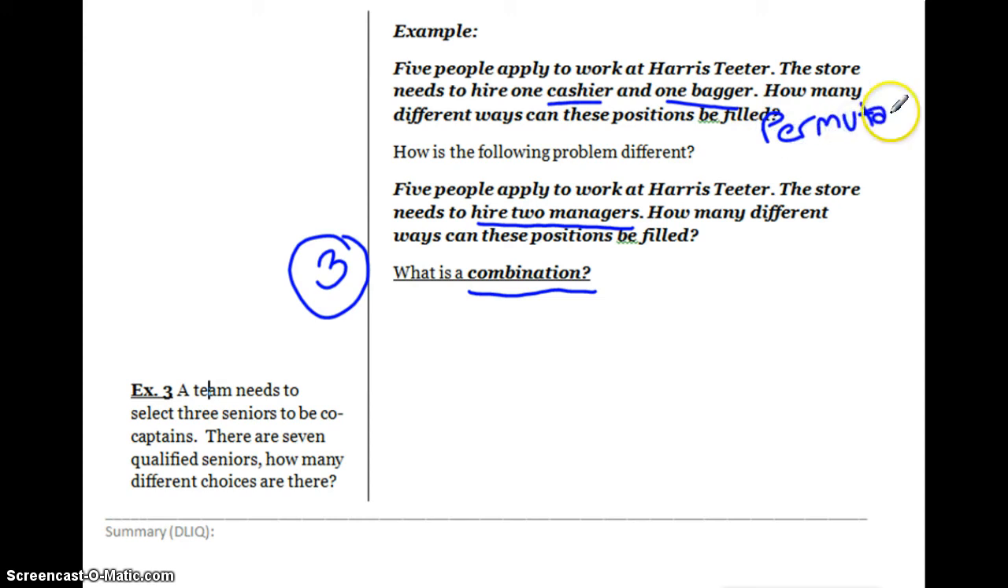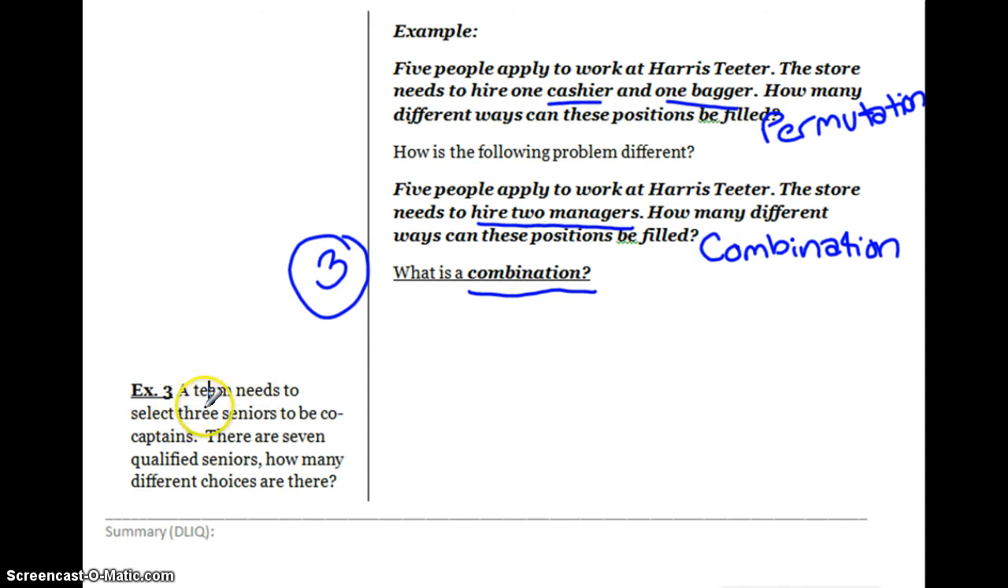whereas the second example, where you're just picking 2 managers, it wouldn't matter whether I choose John or Jenny first because they're both going to wind up being a manager, right? So this is more of a combination where the order that I choose them does not matter. The positions are the same, okay? So positions are the same with a combination, positions are different with a permutation. So let's take a look at our last example.